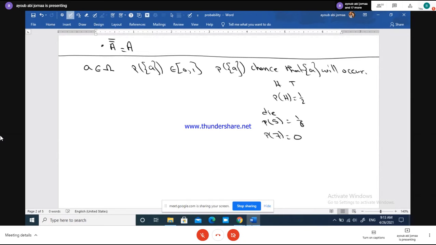Right? Why 0? Because 7 is not in the sample space.